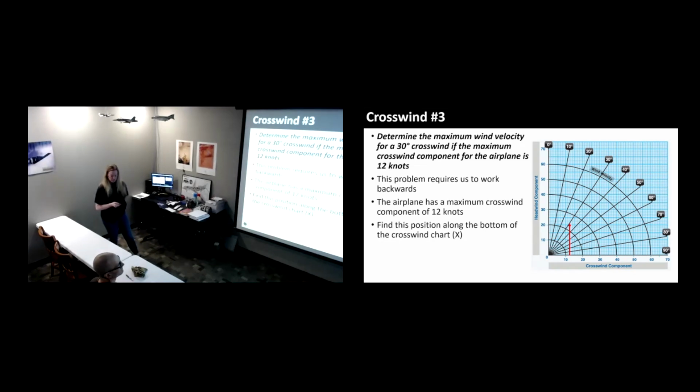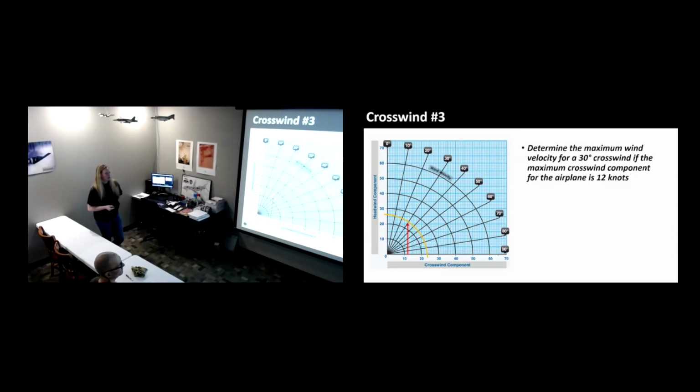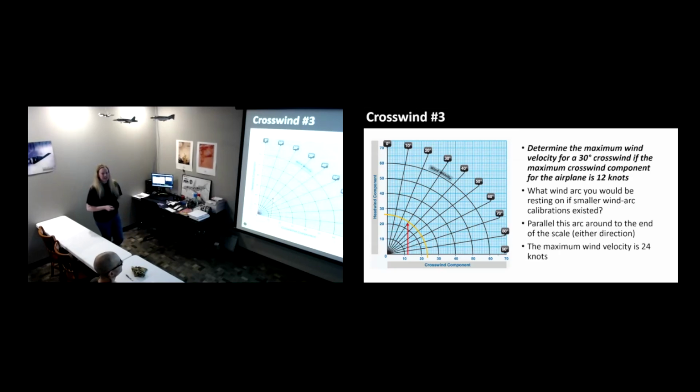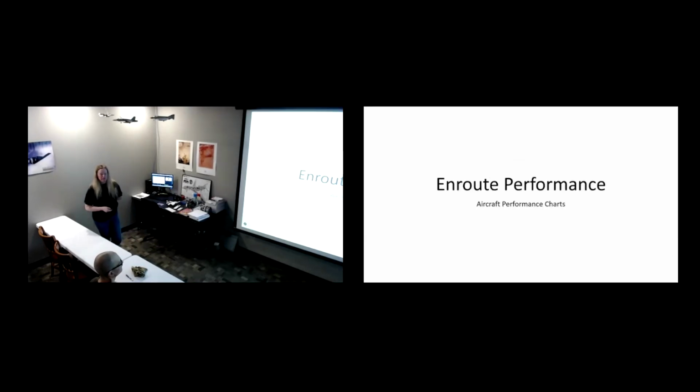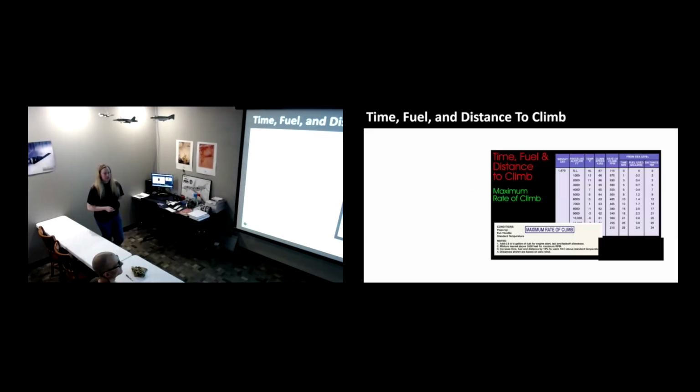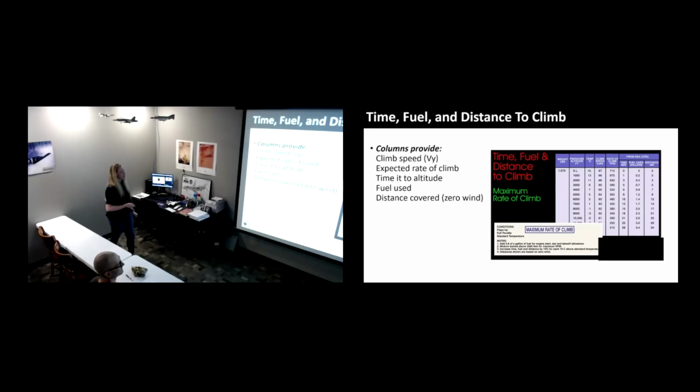Your answers will not be 23, 24, and 25 knots. We can yell at Nick because this yellow line is very crooked and it's actually kind of bugging me now. Does that make sense, how we unworked the problem? In enroute performance, it's going to be the same exact thing, okay? Tables and charts, they're actually really easy once you get the hang of them.